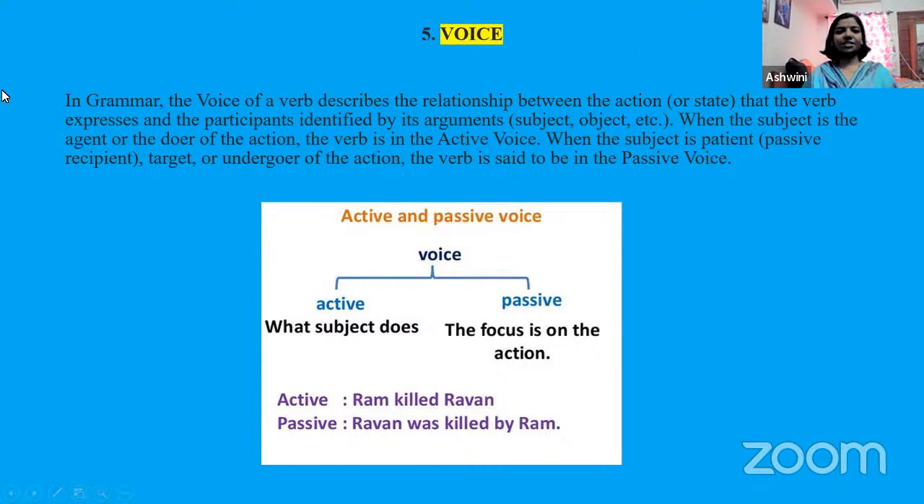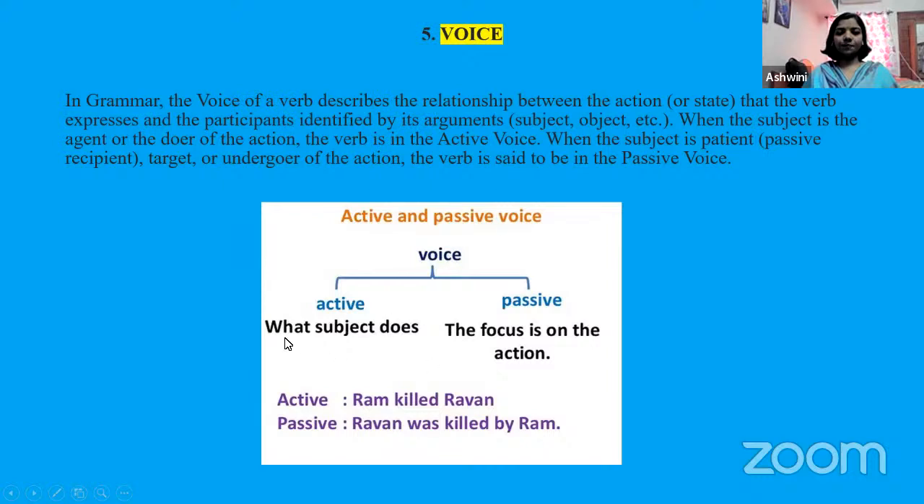And when the subject is the agent or doer of the action, the verb is in the active voice. What is that? The subject is agent or a doer of the action, that is in the active voice. And if the subject is a patient, meaning a passive recipient is there, so target or undergoer of the action, we call it a passive voice. Now this is an active voice and passive voice is given.